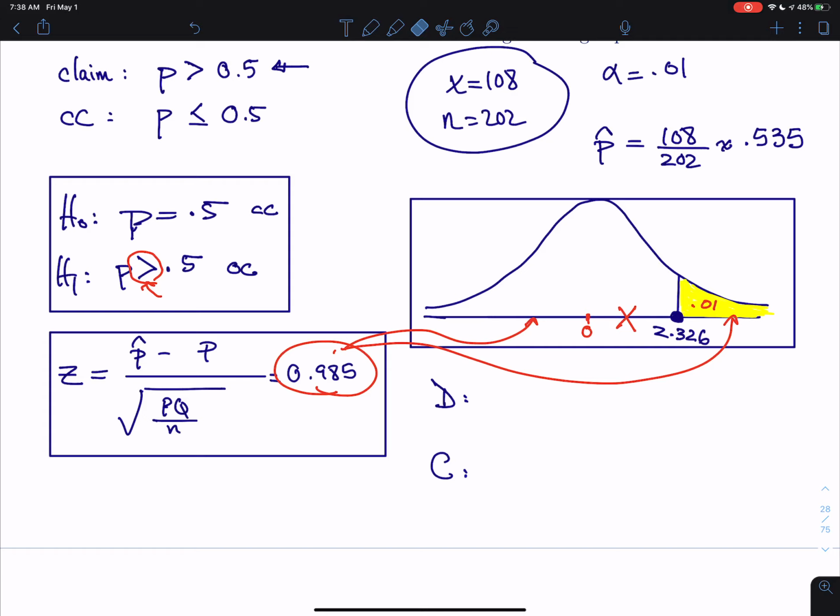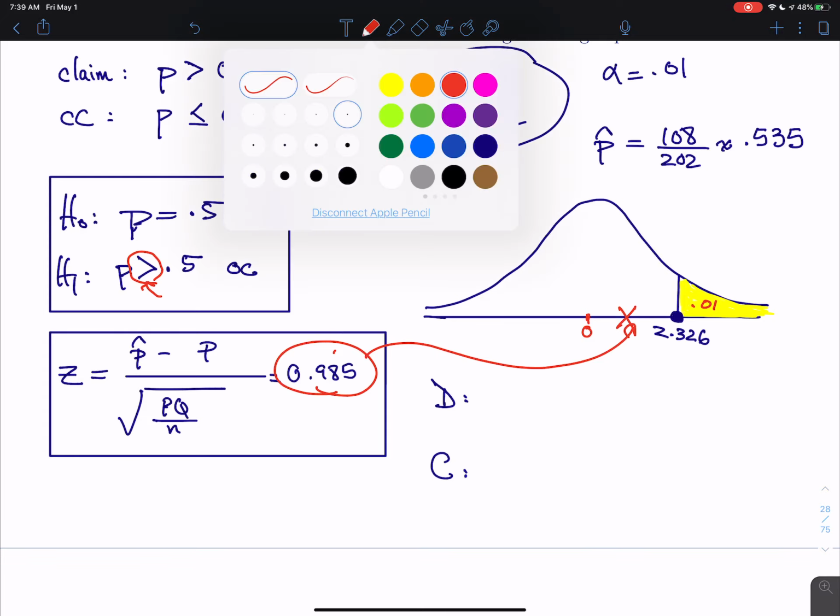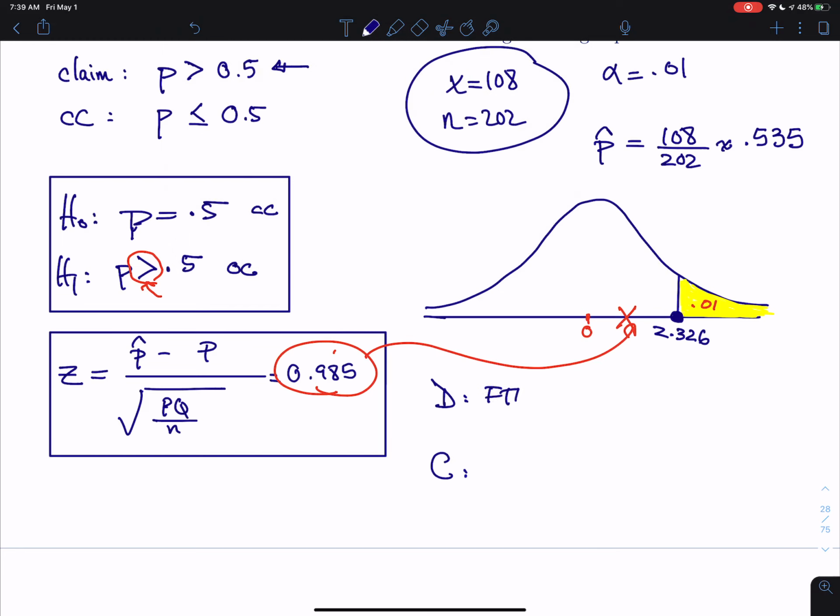so therefore it's outside the rejection region. You can only reject the null hypothesis if the test statistic falls in the rejection region. So here you have to say I fail to reject the null hypothesis because my test statistic falls in the fail to reject or the acceptance region. So your decision here is to fail to reject the null hypothesis.